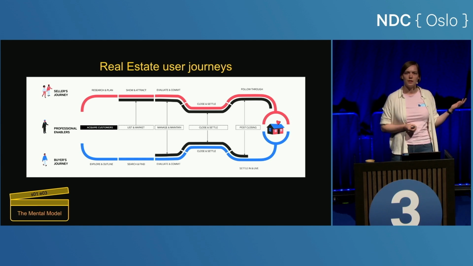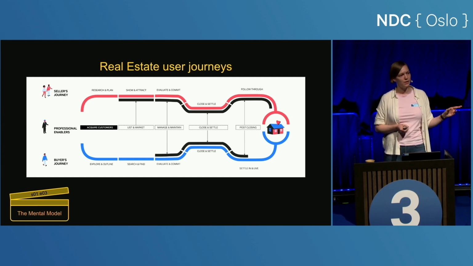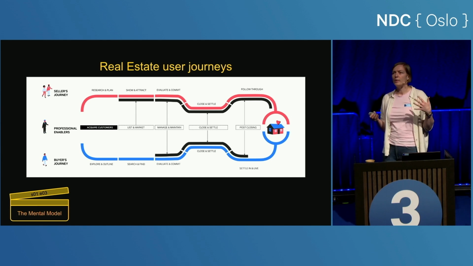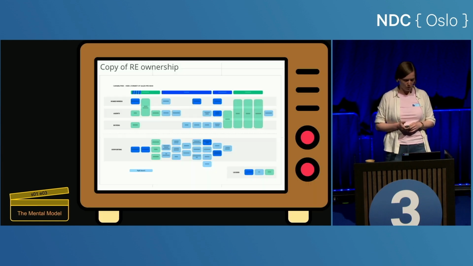So instead of using the existing products in the 3x3 matrix, I tried to map, okay, what are actually our existing domains and subdomains, and how do they map onto this thing? And then I made this.